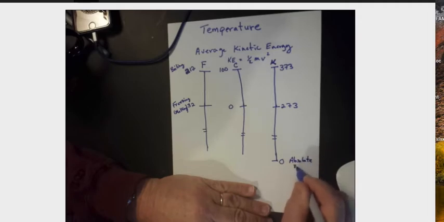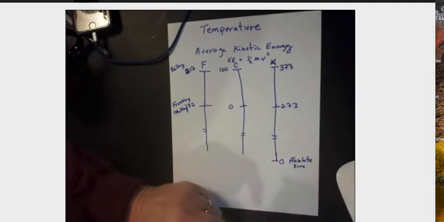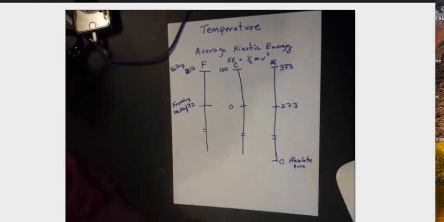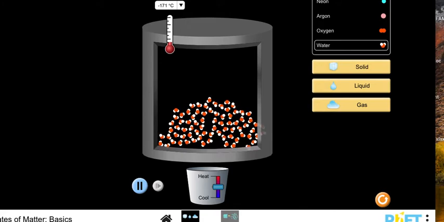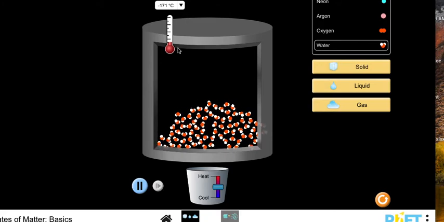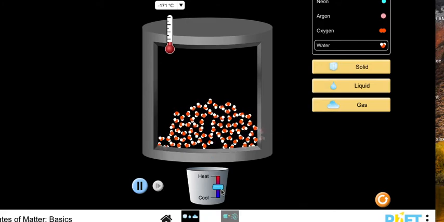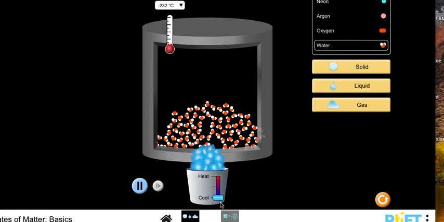And we've never quite attained that temperature, but we've gotten very, very close. Now, what does absolute zero mean then? Remember, we're talking about molecules in motion. So, for temperature, what if there was no motion?